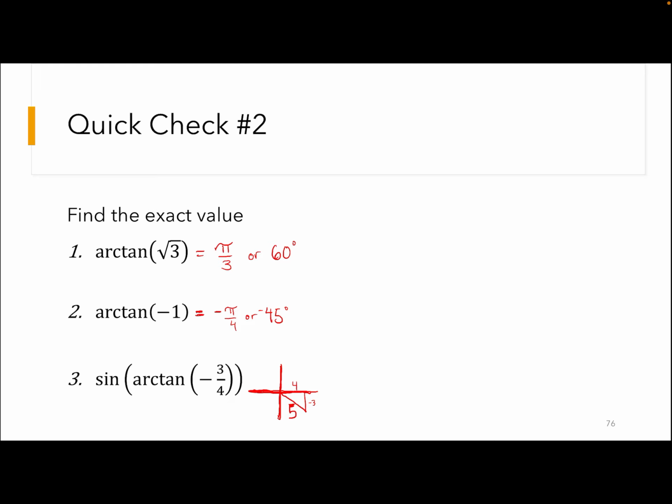So the sine of this angle is going to equal negative 3 over 5, because we're going to do the opposite divided by the hypotenuse. Now, again, the reason we didn't do this in quadrant 2 is that arctangent is going to give us an angle in either this quadrant or that quadrant, we are assuming that the angle is going to be in quadrant 4 because tangent is negative. And so then we need to find the sine of that angle in that quadrant.